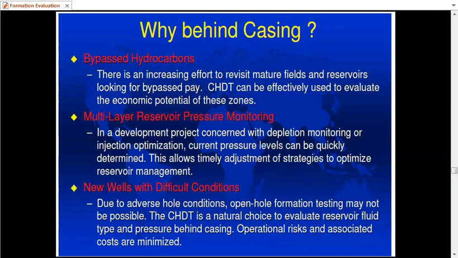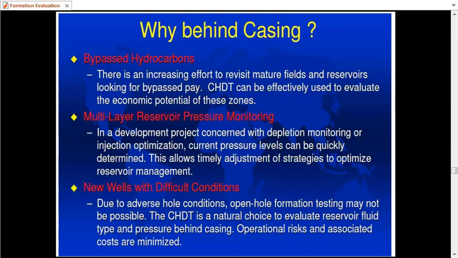And the second reason is multi-layer reservoir pressure monitoring. In a development project concerned with depletion monitoring or injection optimization, current pressure levels can be quickly determined. This allows timely adjustment of strategies to optimize reservoir management.